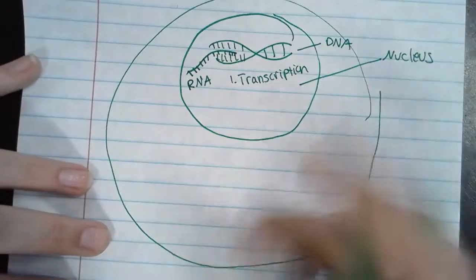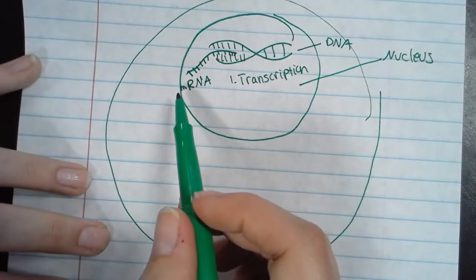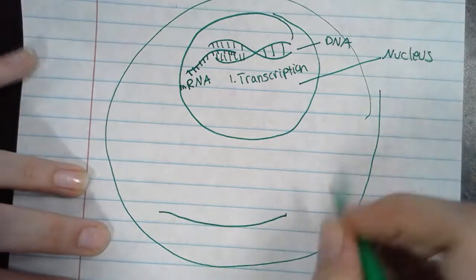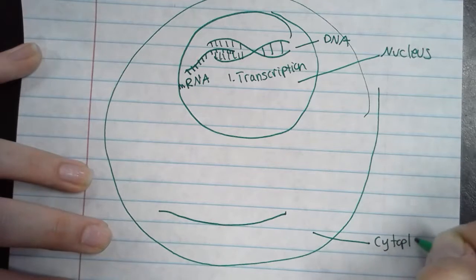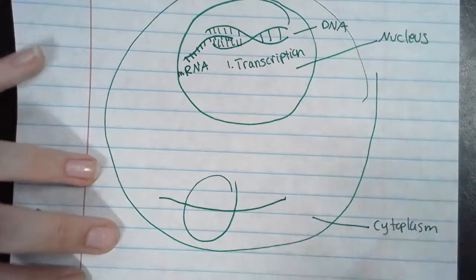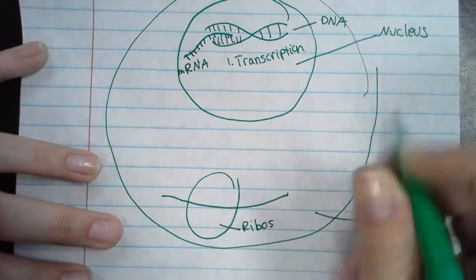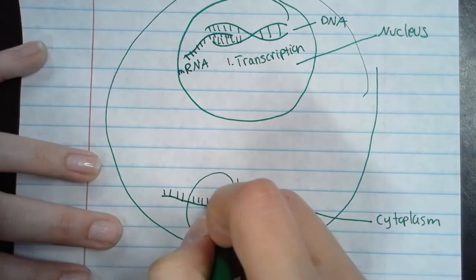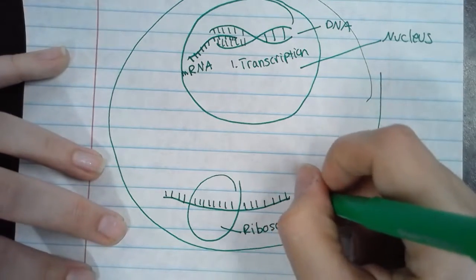All right, after transcription, my now mRNA, M is for messenger, so this little messenger RNA is going to travel outside into my cytoplasm. And it is going to find a nice little ribosome. This is not to scale, by the way. It is going to find a nice little ribosome in the cytoplasm and basically deliver this message that DNA gave it about what kind of protein to make. So this is mRNA.